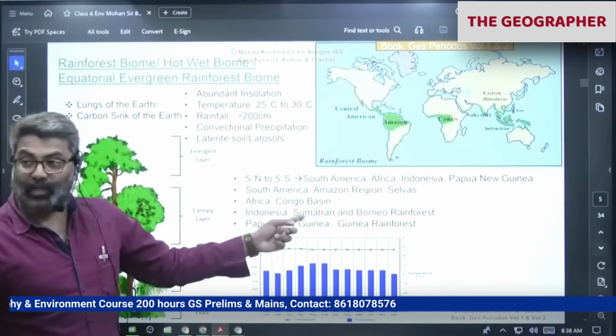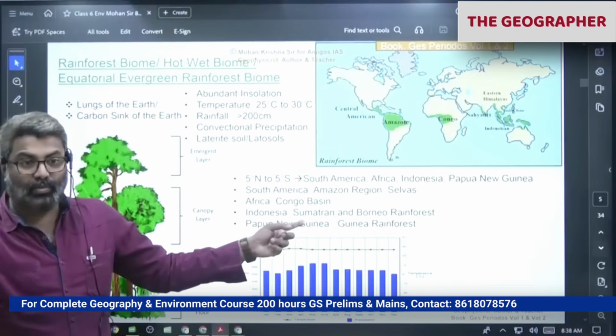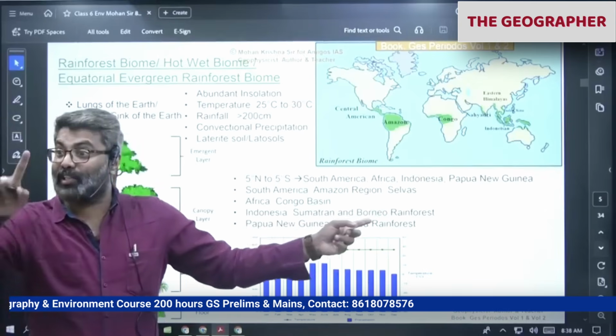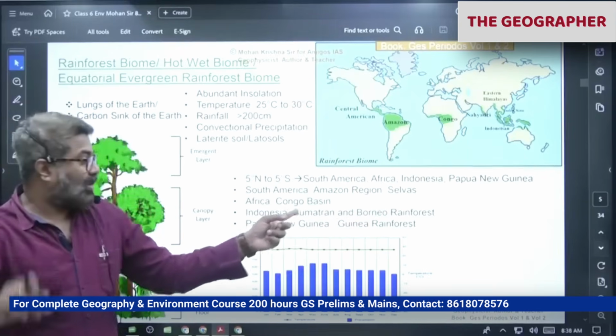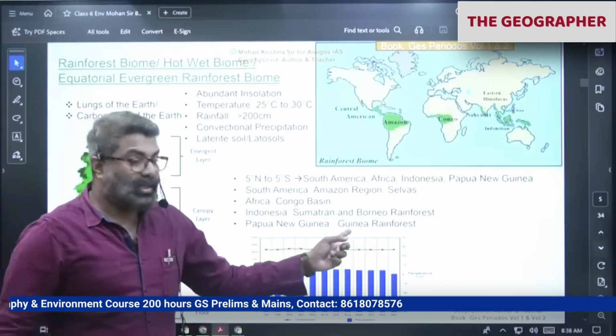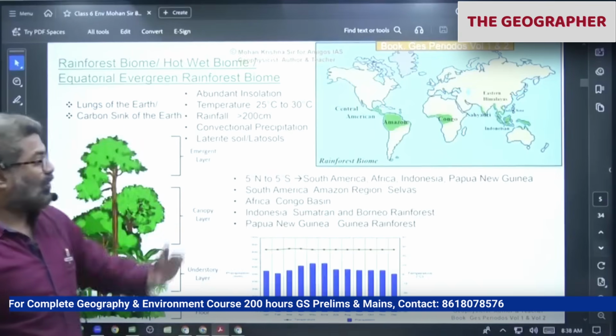Names. Indonesia, we have the name. In Indonesia we have specific names: Sumatra and Borneo. Remember the islands? Borneo rainforest, Sumatra rainforest. In Papua New Guinea, Guinea rainforest. So like this we have rainforest names.